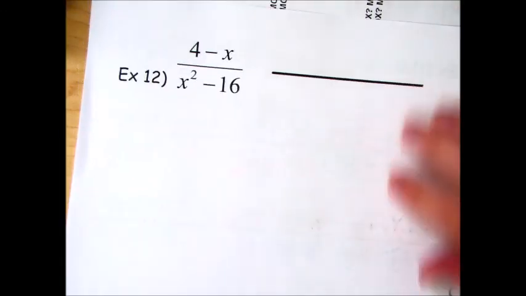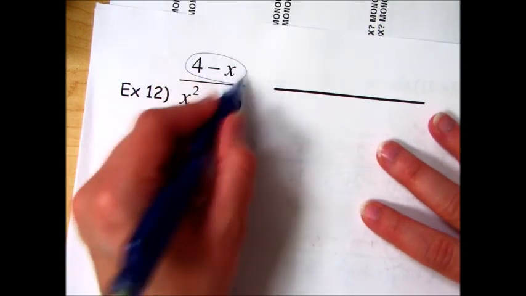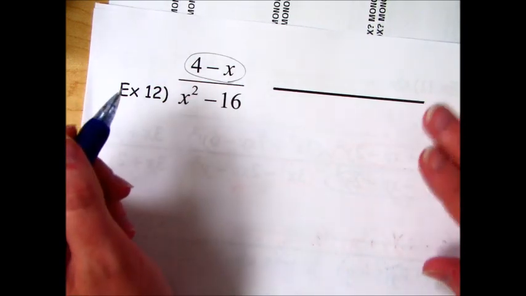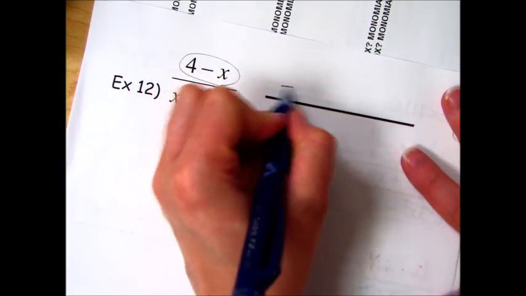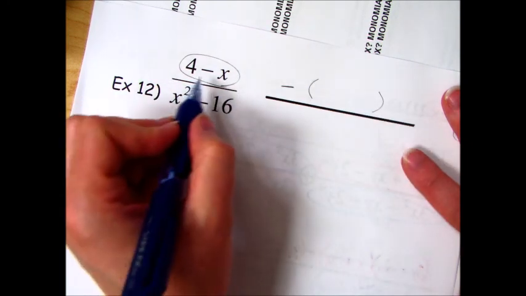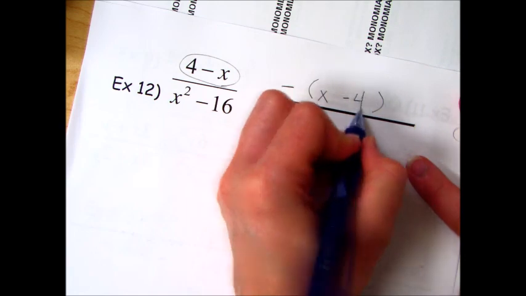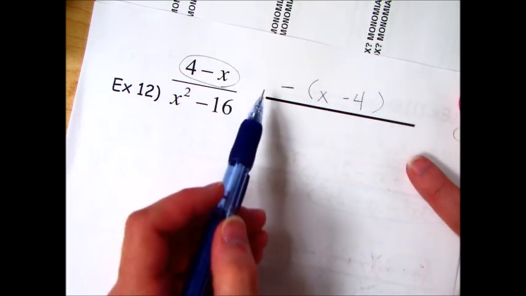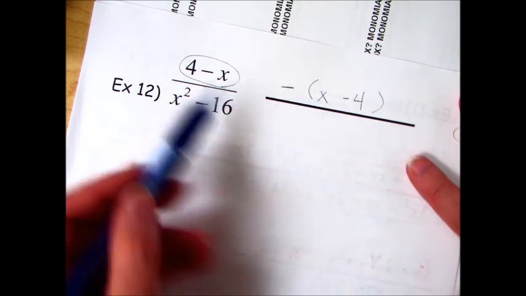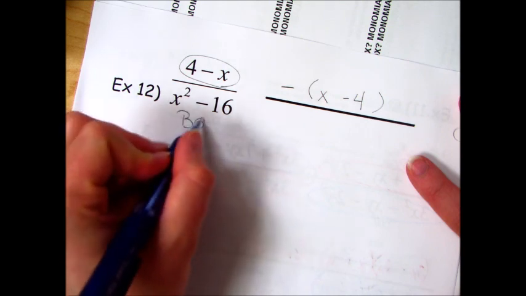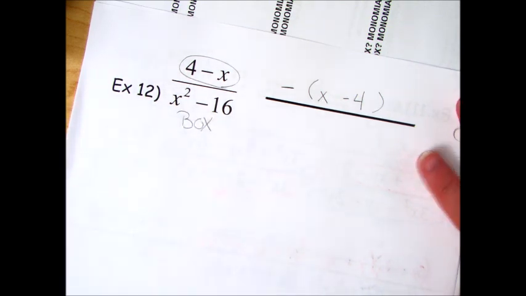Number 12. I don't like how this is written. There is no GCF, but I am going to pull out a minus or a negative sign so that they can be put in order. So this becomes a positive x with a minus 4, which is much better. It's in order, and now this is positive. And this is a box problem. So again, please take a moment, pause the video, and factor x squared minus 16.